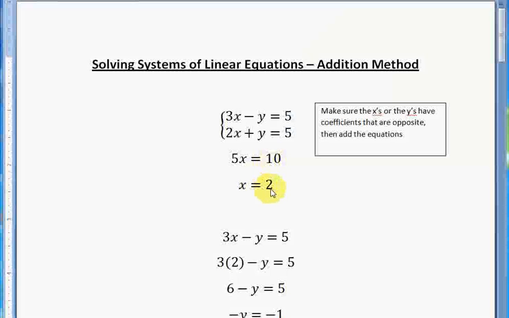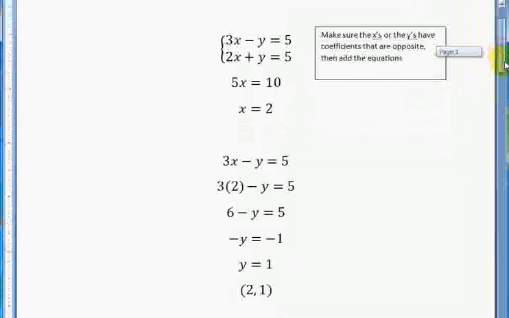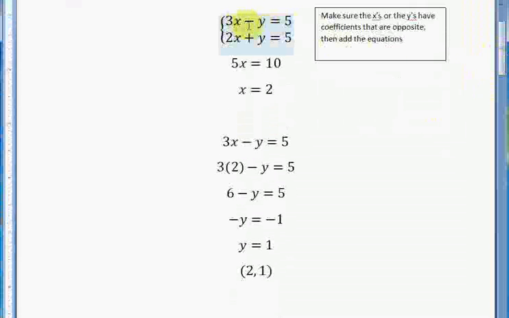Now the part we need to make sure we don't mess up on here is to think we're done, because we're not. Remember, when you're solving systems of linear equations, I have two variables. Therefore, my answer is a point. It has to have an x-coordinate and a y-coordinate. So I need to go back and take one of these equations. In this case, I'm going to take the top one, the 3x minus y equals 5. And I'm going to plug in that 2 I got for my x. And when I do that, I get 6 minus y equals 5.